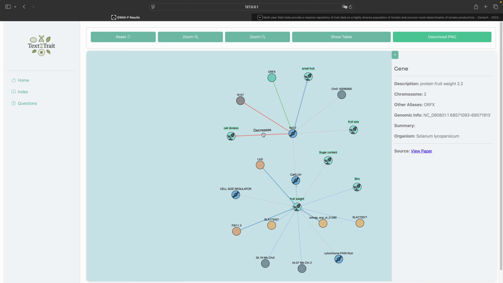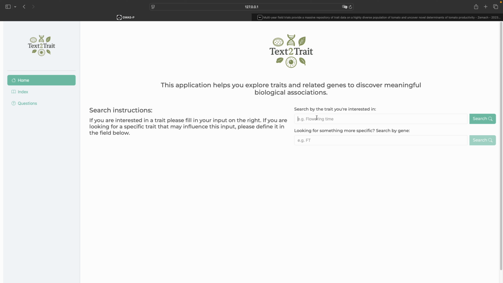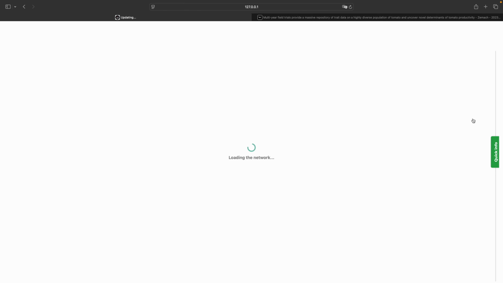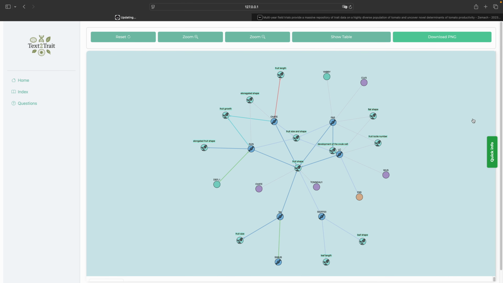Well, now I want to see another trait. So sure, can we, for example, look at fruit shape? Yeah, so let's just go back to our input or the home page, and I type fruit shape, and then I search. And we have a better graph here. I think it is very well connected with genes and other entities.